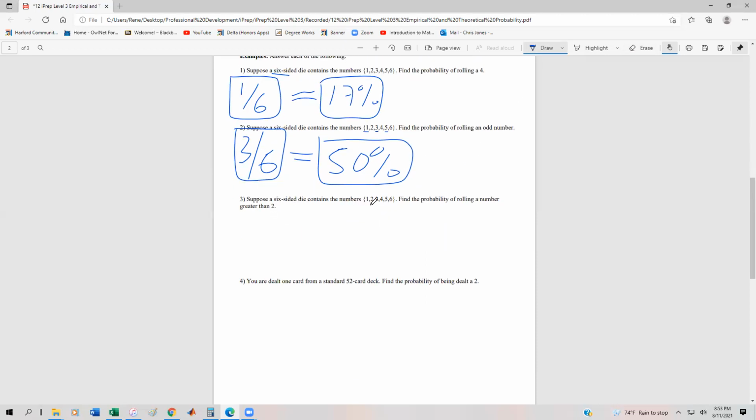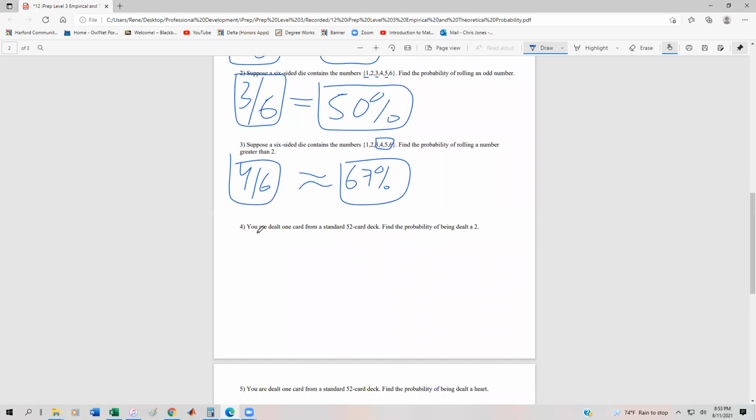We have a six-sided die, 1, 2, 3, 4, 5, 6. Find the probability of rolling a number greater than 2. The numbers 3, 4, 5, and 6 are bigger than 2, so there are 4 of those numbers out of 6. If I approximate that, it's going to be 67%. Again, if you don't trust me, you can go into your calculator and plug in 4 out of 6.